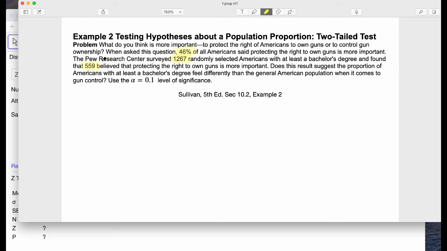So the question, does this result suggest that the proportion of Americans with at least a bachelor's degree feel differently than the general American population when it comes to gun control? Use the alpha equals 0.1 level of significance. So that looks also important. Alpha equals 0.01. So I'm going to highlight that.